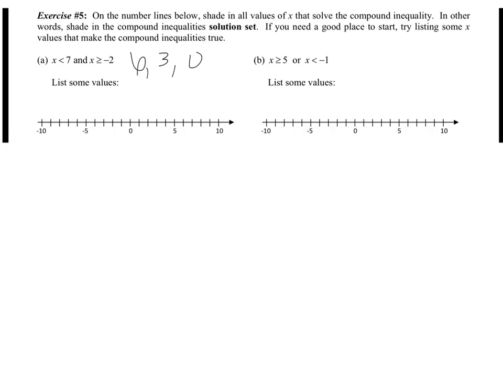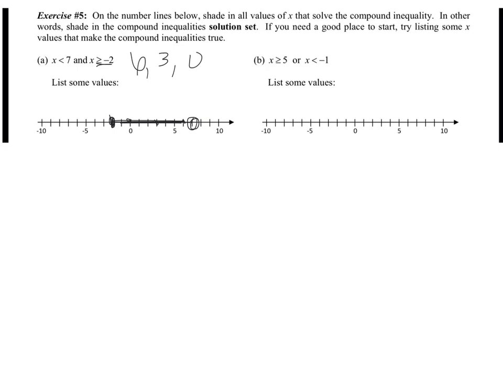So if I have 6 on there, 3 is on there, and 0 is on there. We know that negative 2 is also on there because of the or equal to, but 7 is not. So it's going to be an open circle on 7, a closed circle on negative 2, and everything in between them.